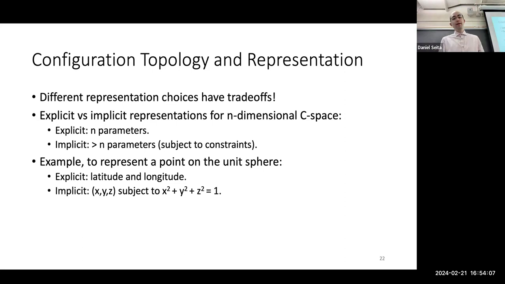An implicit one is something like this. If you assume that the radius is 1, then you have three numbers, x, y, z for a position, subject to a constraint that x squared plus y squared plus z squared is 1. What's good and bad about these? Why is latitude and longitude not good?